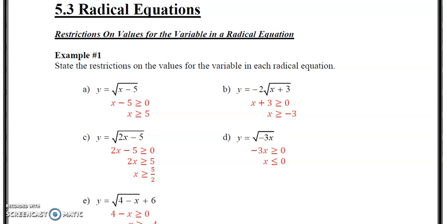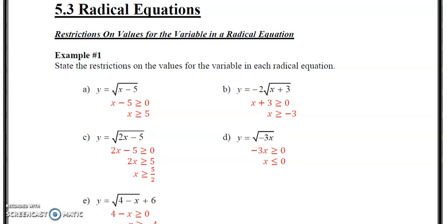So, first thing we need to do is look at what's called a restriction on the values of a variable in a radical equation. Sometimes you'll get an answer that you think works out well, but in fact it is no good. So that's why we have to put a restriction on our equations moving forward. First, example 1 says: state the restrictions on the values for the variable in each radical equation.